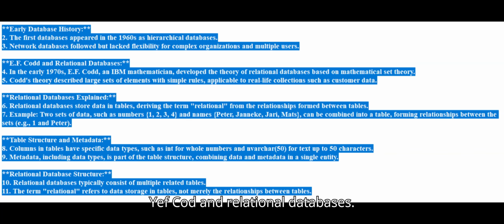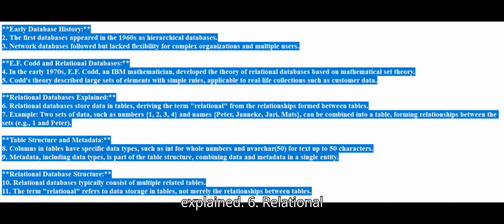Codd and relational databases. 4. In the early 1970s, Edgar F. Codd, an IBM mathematician, developed the theory of relational databases based on mathematical set theory. 5. Codd's theory described large sets of elements with simple rules, applicable to real-life collections such as customer data.